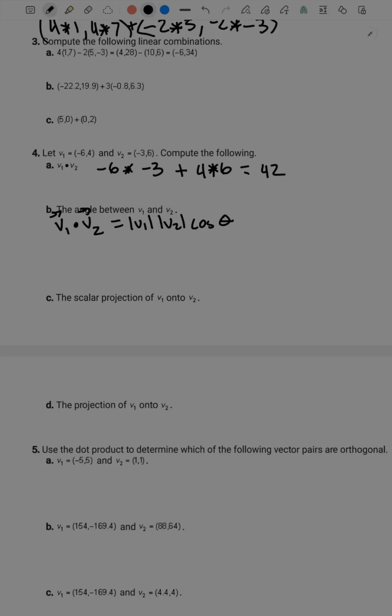And so you can do the dot product, which we just did in part A, and you can find the magnitudes, which we did a lot of practice at the beginning of this video, and you can divide the dot product by the product of the magnitudes, and you're going to end up with cosine of the angle, and you take the inverse cosine of that. So I'll write out what that should look like. Sometimes it's called arc cos, or cos to the power of -1, up to you.